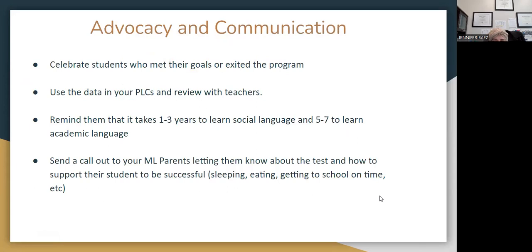So for advocacy and communication, we ask that you find ways or come up with a system to celebrate the students who met their goals or exited the program, and that you use the data once we get it next school year in your PLC and review it with your teachers. We also want you to remind your teachers that it takes 1 to 3 years to learn social language and 5 to 7 to learn academic language. So be patient, this is not going to happen in 1 or 2 years unless a student has already received English in their home country. You can also send a call out to your ML parents, letting them know about the test and how to support their students to be successful. The typical things that we do for testing: getting a good night's sleep, eating, getting to school on time, etc.